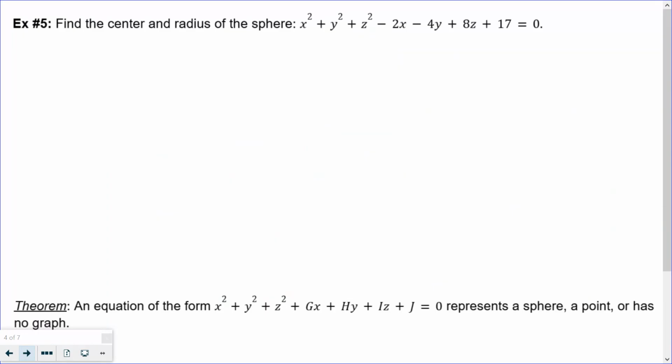All right, find the center and radius of the sphere. I don't know about you, but that should hopefully immediately be a light bulb.